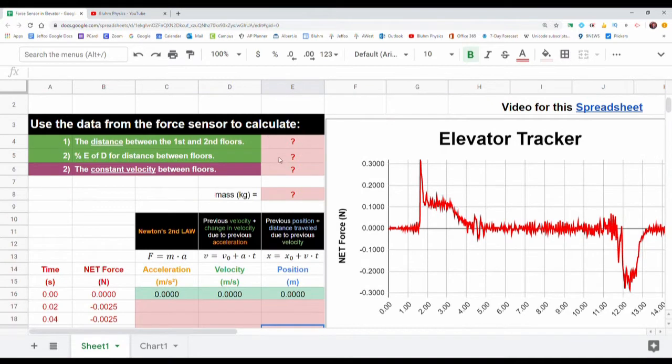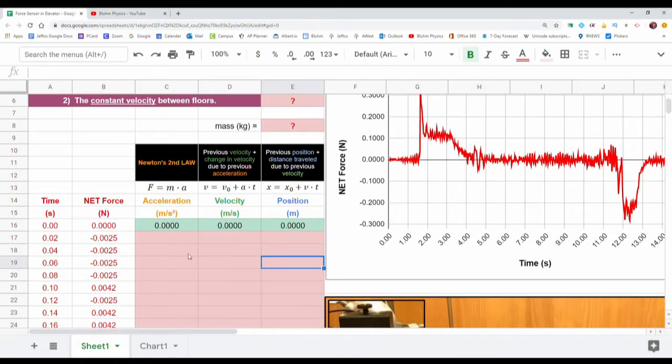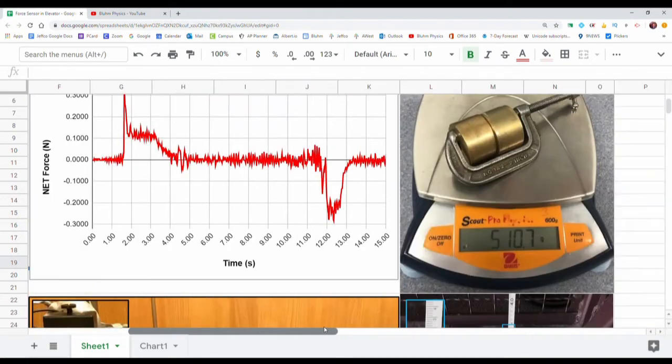These cells here we will fill in after we do our calculations, but I do have these cells programmed so that if you type in the right formula, the cell will turn green and you'll get an indication that you're on the right track. In order to calculate the acceleration, I need to know the force, which is right here, and I need to know the mass. So I guess I do have to fill in that formula here first.